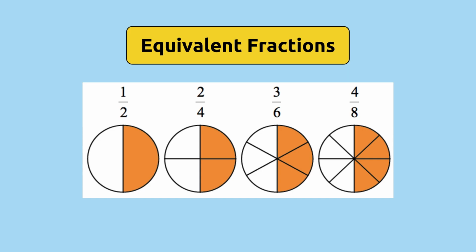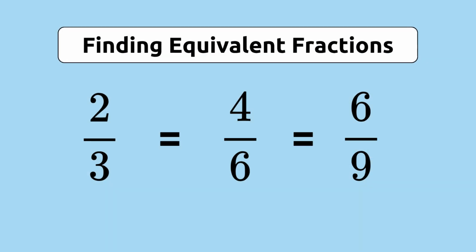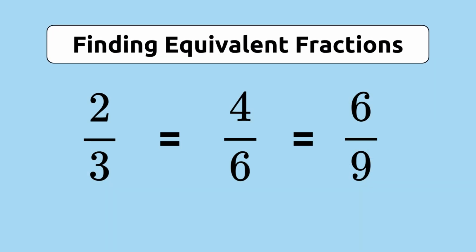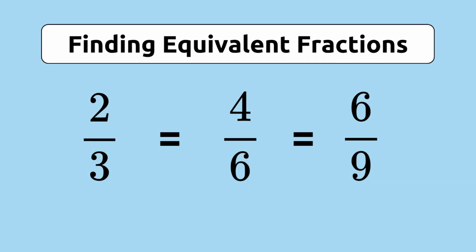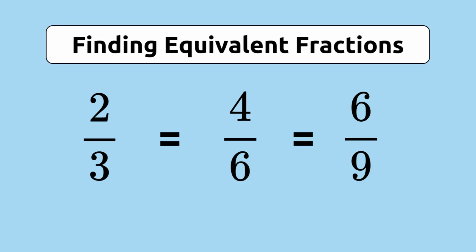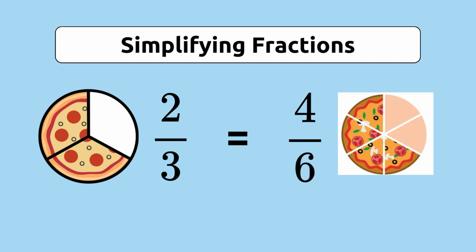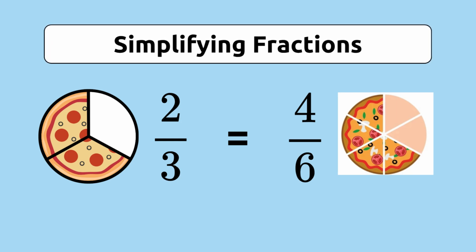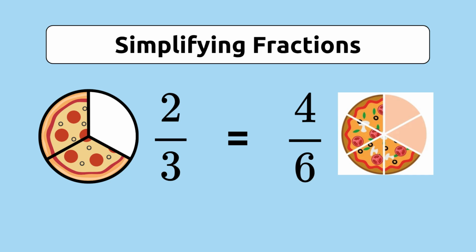We can verify this by simplifying fractions in order to get the simplest form of it. To find equivalent fractions, multiply or divide both the numerator and denominator by the same number. If we multiply 2/3 by 2, we get 4/6, the same value. To simplify, divide both the numerator and denominator by their greatest common factor. For 4/6, divide both by 2 to get 2/3. This helps make fractions easier to understand.